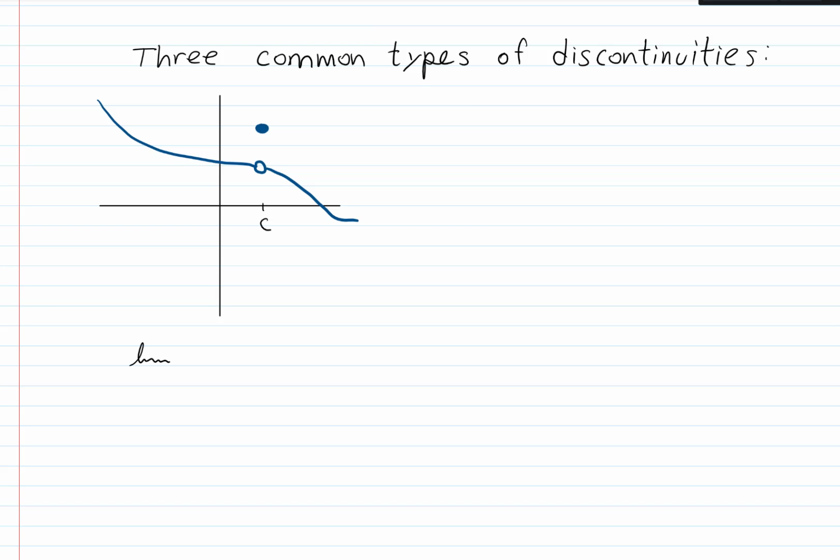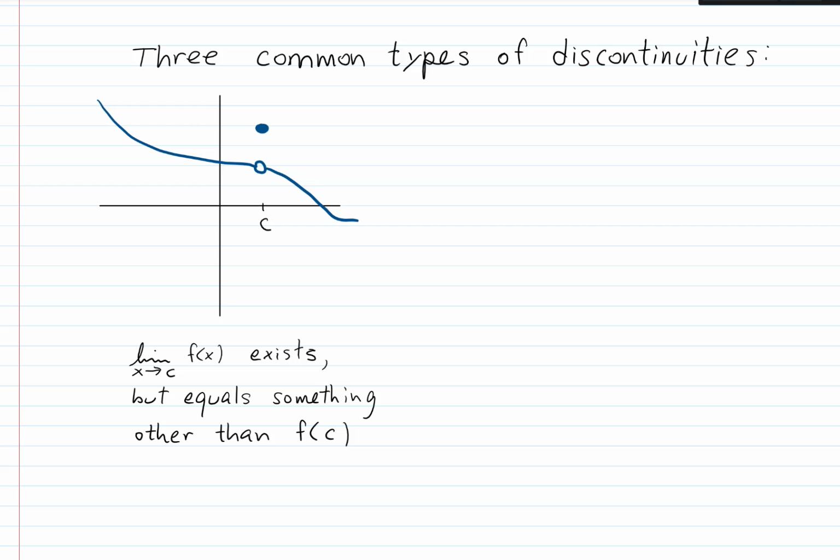All right. So this is where the limit of f of x as x approaches C exists but equals something other than f of C. So f of C and the limit of f as x approaches C are two different numbers.